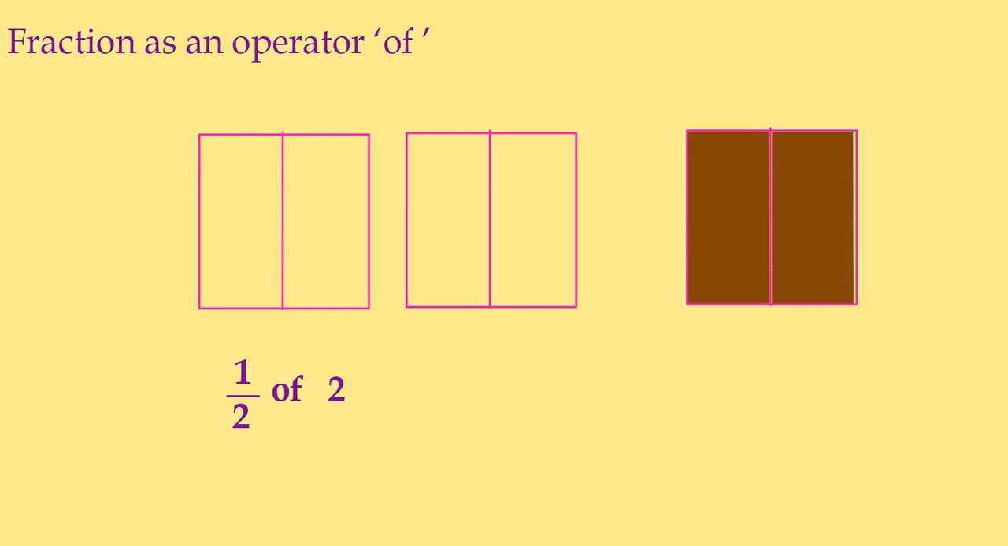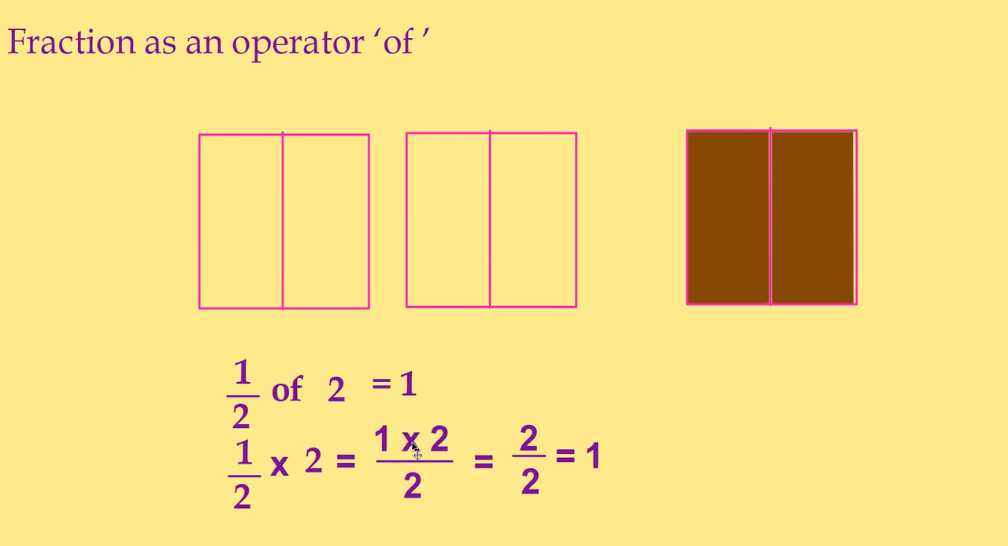Now what is half into 2? It is equal to 1 into 2 by 2, that is 2 by 2, which is equal to 1. That means half of 2 and half into 2 are equal.